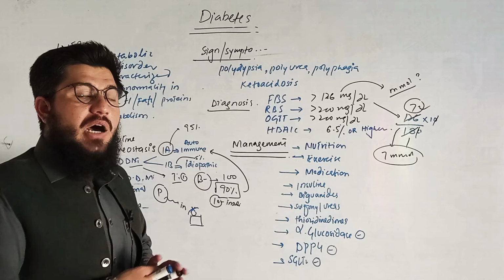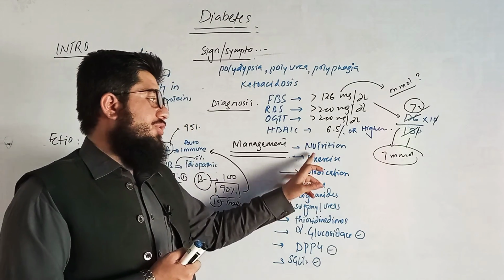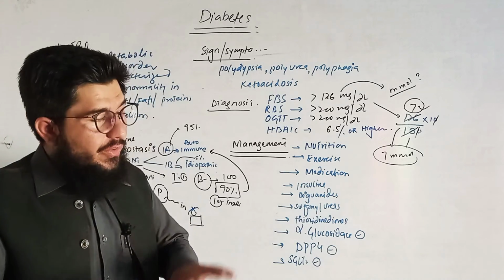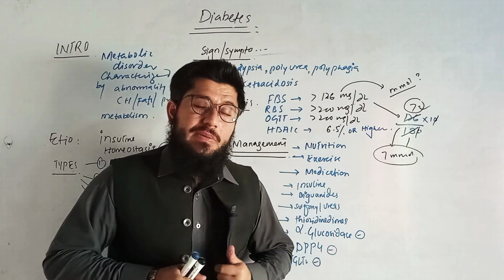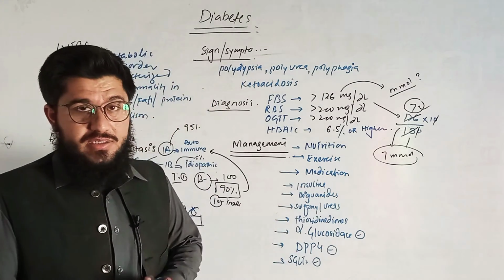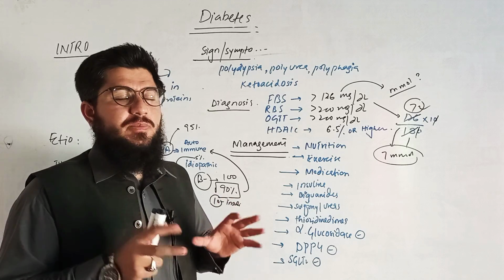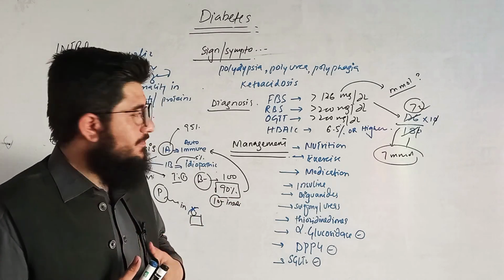Coming towards the management, how to manage diabetes mellitus. So very simple management, just concentrate. Nutrition and exercise. Remember, around the globe, whatsoever the disease, in the majority of cases nutrition plays a very important role in treatment. And the same is the case for exercise. These two entities play a very important role in management of the disease.